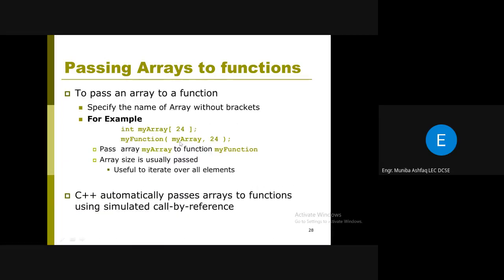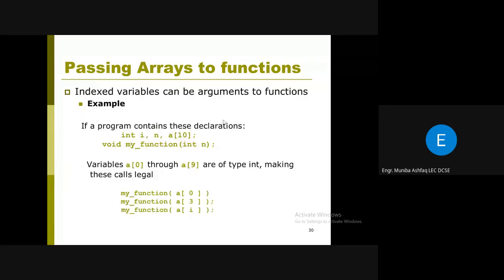In the previous example we just wrote the name of the array, my array. This is called call by reference, right? So here the name of the array is just locating the location of the first element of the array. So this is call by reference. We have two things, call by reference and call by value.